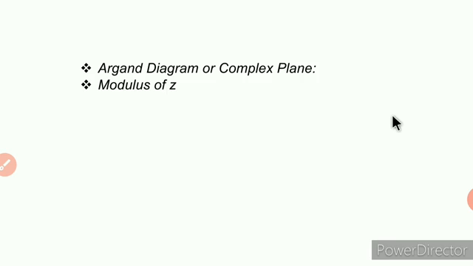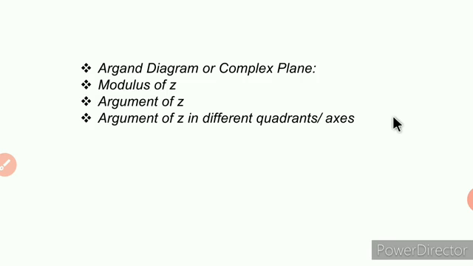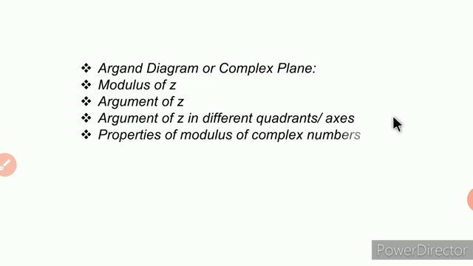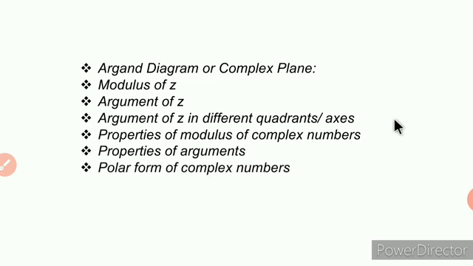Modulus of Z means modulus of complex number. Argument of Z in different quadrants or axes. Properties of modulus of complex numbers and properties of arguments. Polar form of complex number and exponential form of a complex number.